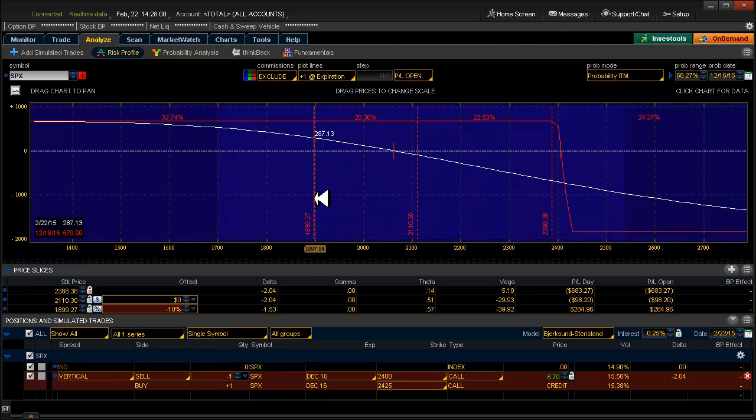1688. Now I'm going to grab this line here and move it down to 1688. And without doing a thing, this is where we sit. We will actually be at a $531 profit. We will be about 80% of the $670 credit that we collected.